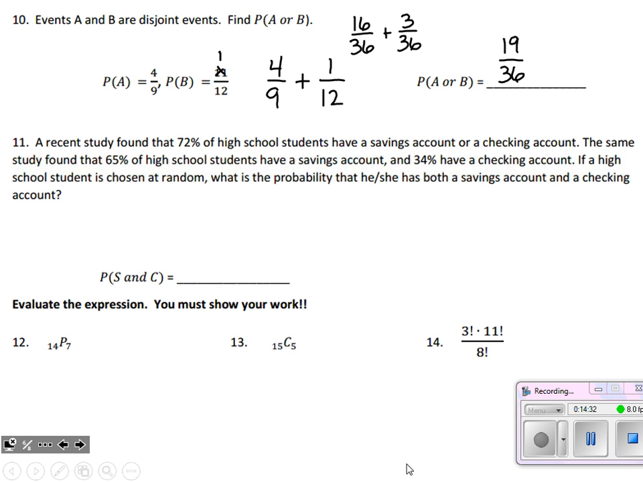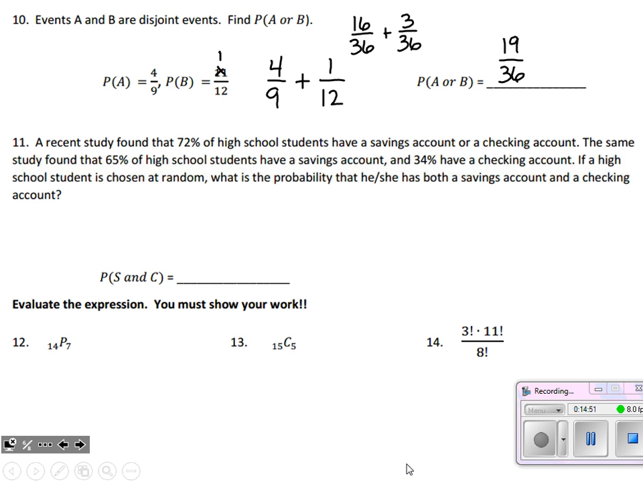Number 11, a recent study found that 72% of high school students have either a savings account or a checking account. The same study found that 65% of high school students have a savings account, and 34% have a checking account. If a high school student is chosen at random, what's the probability that he or she has both a savings account and a checking account?